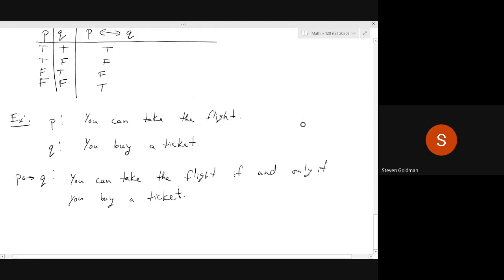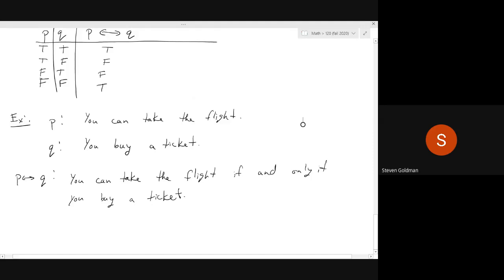In that case, that means you can take the flight, but you did not buy a ticket. So the airline told you, you can take the flight if and only if you buy a ticket. And you can take the flight, P is true, but you did not buy a ticket. I don't know, let's say you had miles. You used your miles. You did not end up buying a ticket. In that case, this sentence is a lie. I told you could only take the flight if you bought a ticket, and you're taking the flight without buying a ticket. So this statement is a false statement.